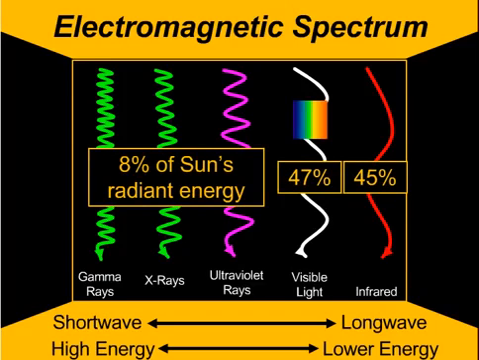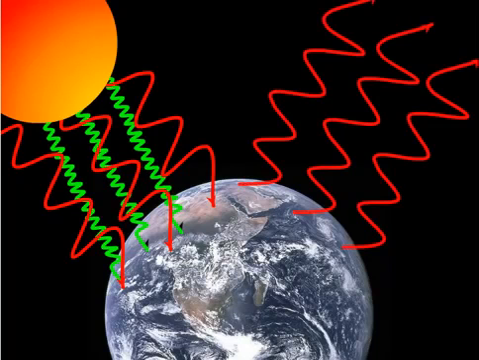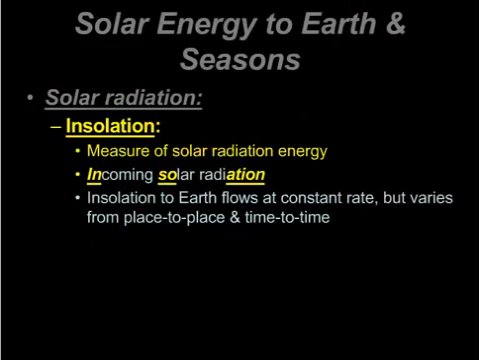So if you think about the electromagnetic spectrum, here's how it's broken down. 8% of the sun's radiant energy is found in the gamma rays, X-rays, and ultraviolet rays. 47% is found with visible light, and 45% with infrared. So like I said before, the sun radiates to Earth both shortwave and longwave, but then the Earth emits most of its radiation as infrared, or longer wavelengths. Although we can't see this, our skin is quite sensitive to it. We often think of infrared radiation as heat.